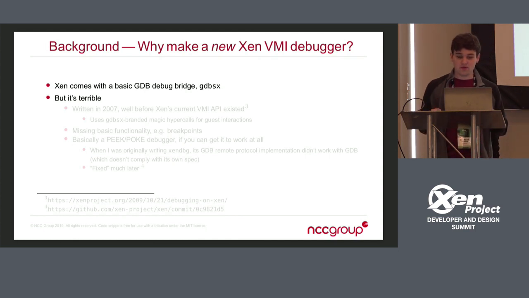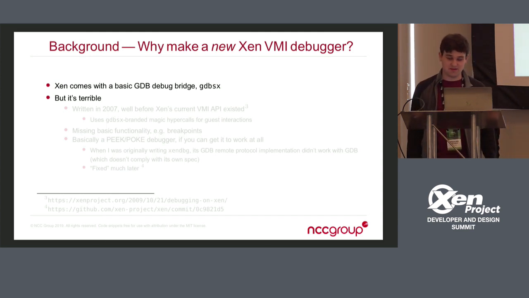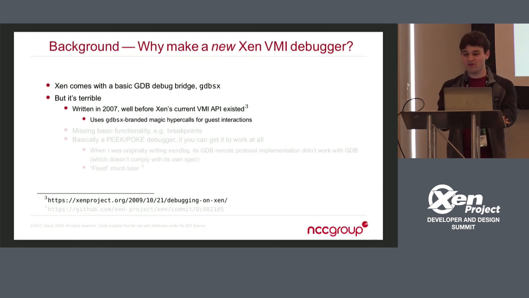Now, many of you will know that Xen comes with a GDB debug bridge called GDBSX, which serves as a very basic debugger. Basic is a nice term for it. It's not pleasant to use. It was written, according to a blog post I found, about 12 years ago, and that was way, way, way before any of the current VMI APIs existed.